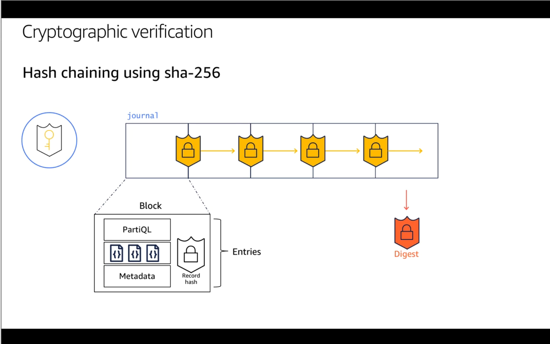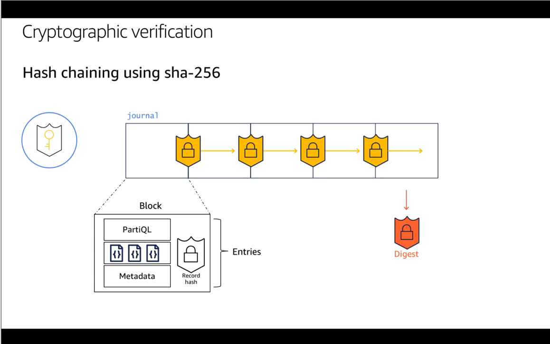QLDB is also cryptographically verifiable. It uses cryptography to create a concise summary of the whole change history. This summary, which we call a digest, is generated using a cryptographic hash function called SHA-256. The digest acts as a proof of your data's change history, allowing you to look back and verify the integrity of your data. You can use the digest easily with QLDB's API to prove the integrity of any transaction, for example, whether a transaction really occurred or not.